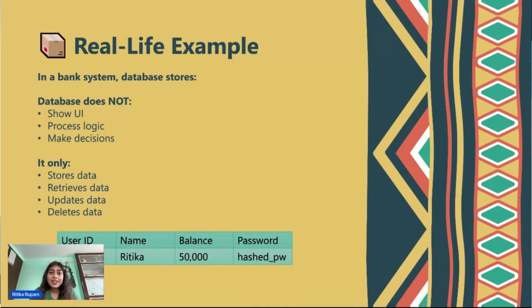Another real life example, yes. Let's get into the bank system. In banking, what does the database store? The database does not store the UI that is being shown, the process logic, or the decisions. It only stores the data, retrieves the data, updates the data, and deletes the data. There is a very basic example in the box on the slide. For example, the user ID for my name is 101, my balance is 50,000, and the password is a hashed password. In this way, the database stores the data of a person who has an account in the bank.